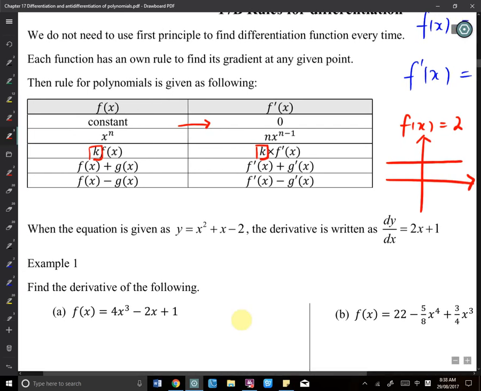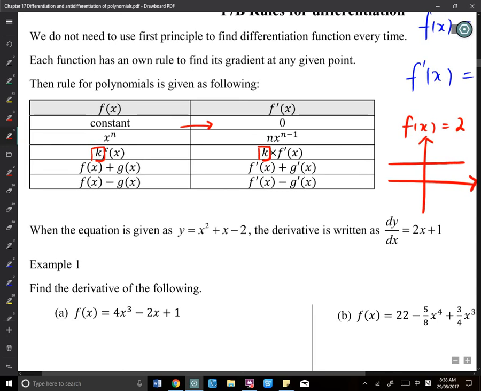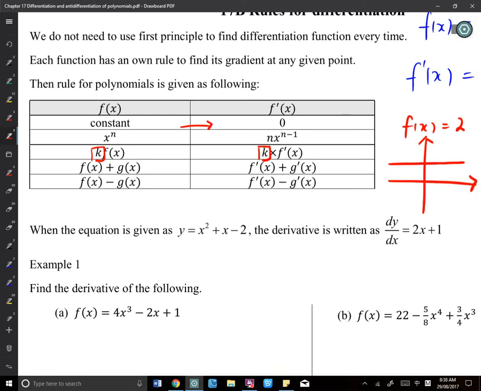If it's two functions added together, you can differentiate them separately. If it's subtraction, you differentiate that separately. But the times will not be differentiated separately and then multiplied. The times will use the product rule, which we'll learn later. So it can only be used for plus and minus. Okay, not going to have times and divide.